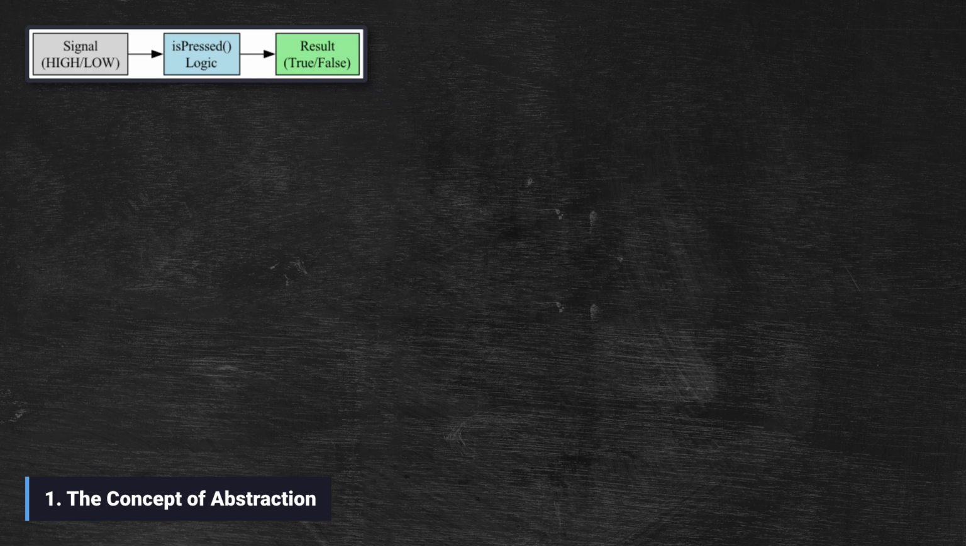Abstraction means hiding the messy details. If we use INPUT_PULLUP, a pressed button actually reads LOW. That's confusing to read in a main program. We want a method that simply returns true when the button is pushed, handling that inversion internally.